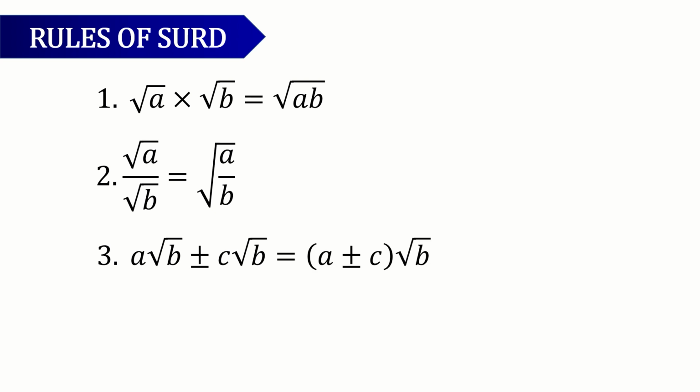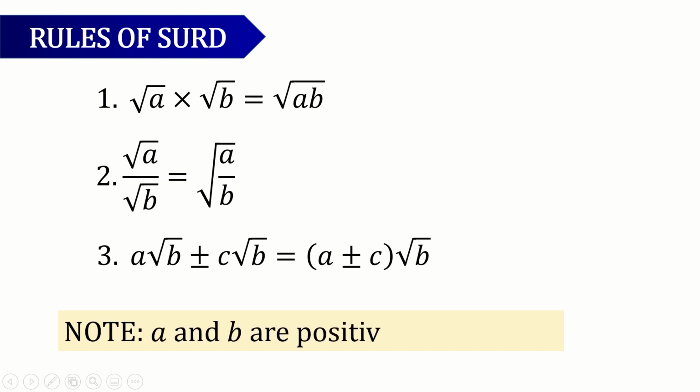The third rule is if we have two terms with the same surd. Here we have a surd b plus or minus c surd b. When we have the same base, which is surd b, we can combine them by factoring out the surd b, and then we can add or subtract a and c. And remember, this rule is only applicable for a and b which are positive real numbers.